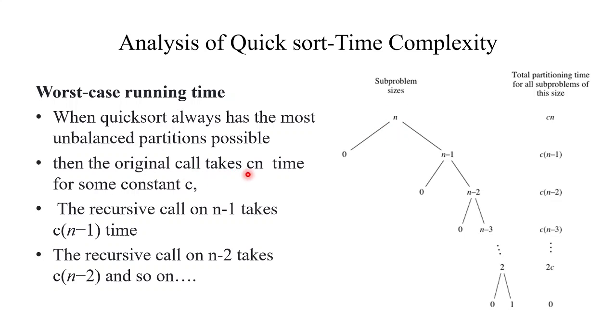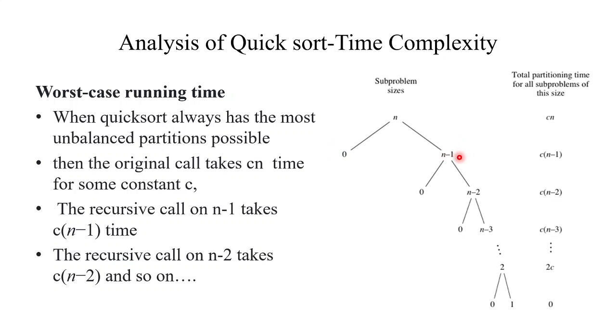Then the original call takes cn time for some constant c. Where c is some constant, some small operations, that we will consider as a c, a constant which is not going to change, and n is the total partitioning time for all the subproblems of this size. So initially our array size is n and the pivot taken is the smallest element, because of which the left subarray is always 0.